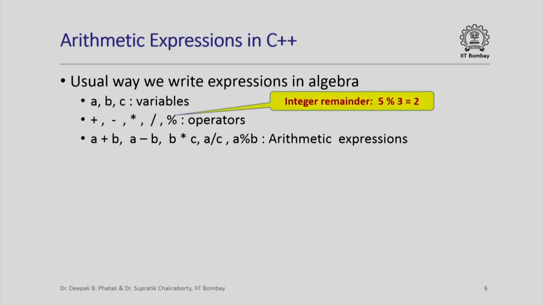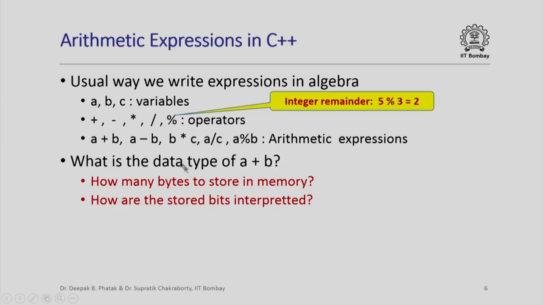For example, if I write 5 % 3, it means the remainder of 5 when divided by 3, which is 2. And I could use these operators, all of these are binary operators here, to form arithmetic expressions like A plus B, A minus B, A divided by C, A % B, and so on. Now, what is the data type of A plus B?